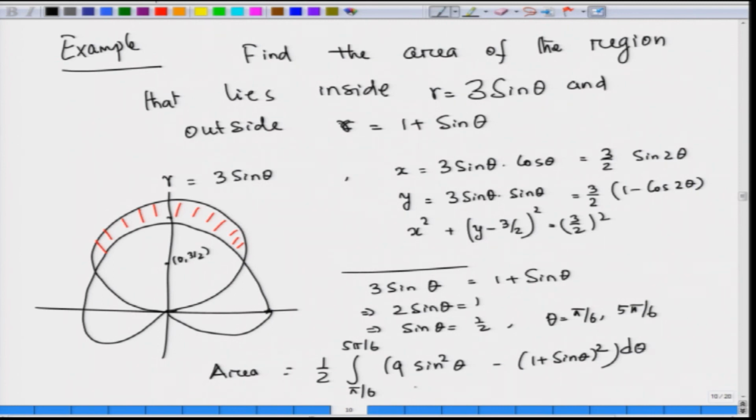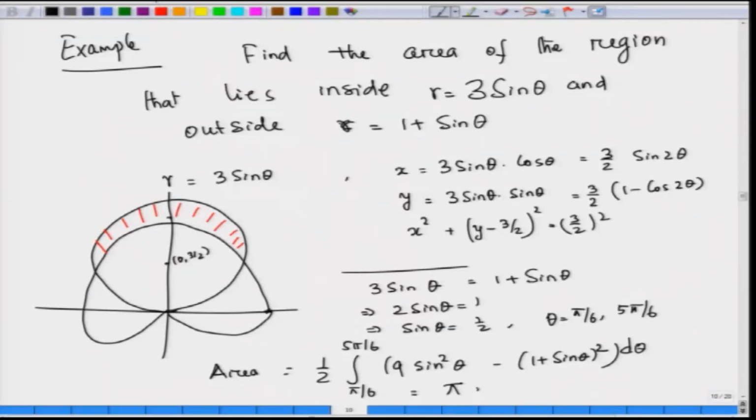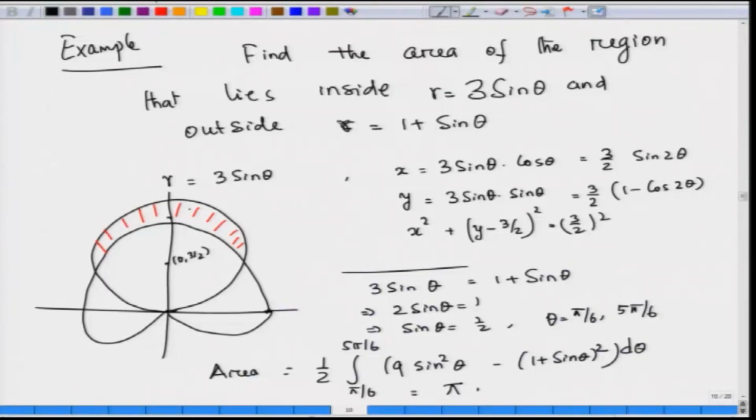If we do the simple calculation with trigonometric substitution, what you are going to get is pi. That is the area for this example. As we know, for f x and g x, if f of x is greater than or equal to g x, then the area is f x minus g x. This is exactly the same thing we have done, and we get that it is pi.